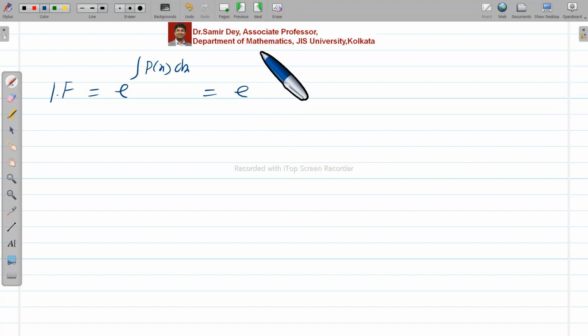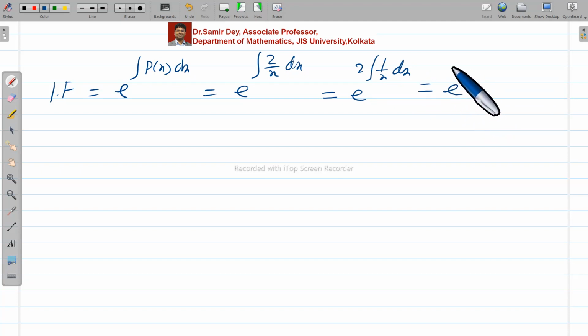Now you write down your formula. Integration of Px dx, that means integral of 2 by x dx, is equal to e to the power 2 integral of 1 by x dx, which is e to the power 2 log x. So from here we may write e to the power log of x whole square. Ultimately it is coming x square.